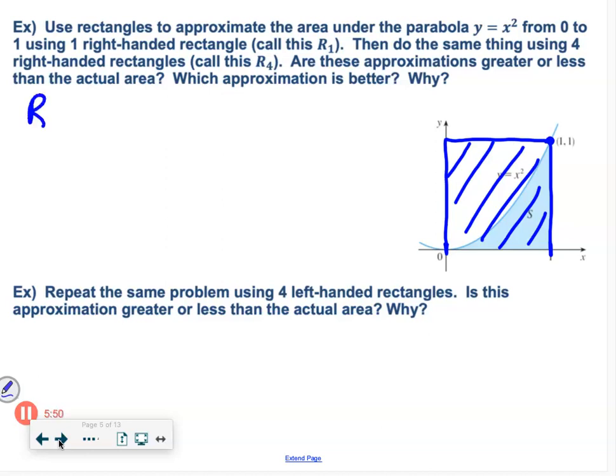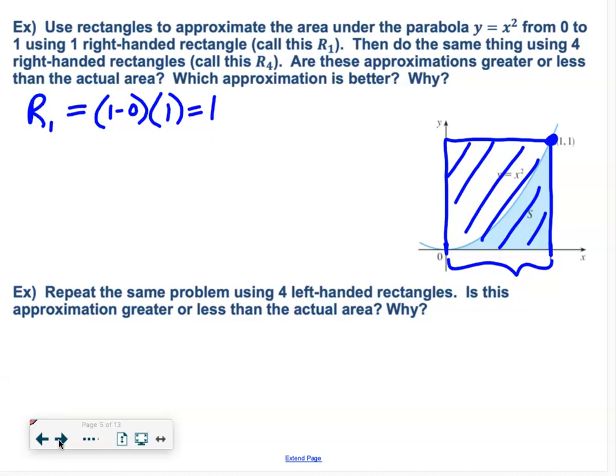So our R sub 1, the area of this one right-handed rectangle, is width times height. The width is the difference between the two x values, so the width would be 1 minus 0. And then the height would be whatever this y value is, and the height here is 1. So our R sub 1, our approximation of this area using one right-handed rectangle, would be 1.